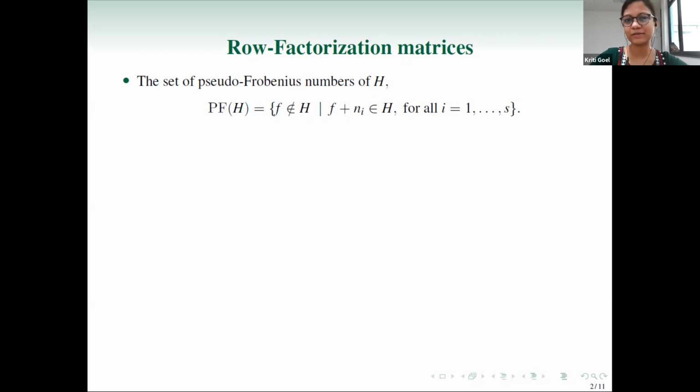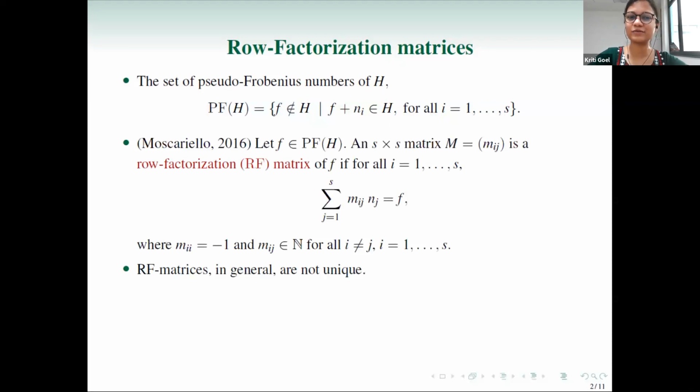So we had n1 up till ns, so we had s generators. This condition, f plus ni being an element of H, gives us a set of s equations in s variables. And as soon as we have s equations in s variables, we can always go back to matrices. This is the idea that was picked up by Moscariello in 2016. Given a pseudo-Frobenius number, he associated an s cross s matrix with it using the above definition. So let's go through this.